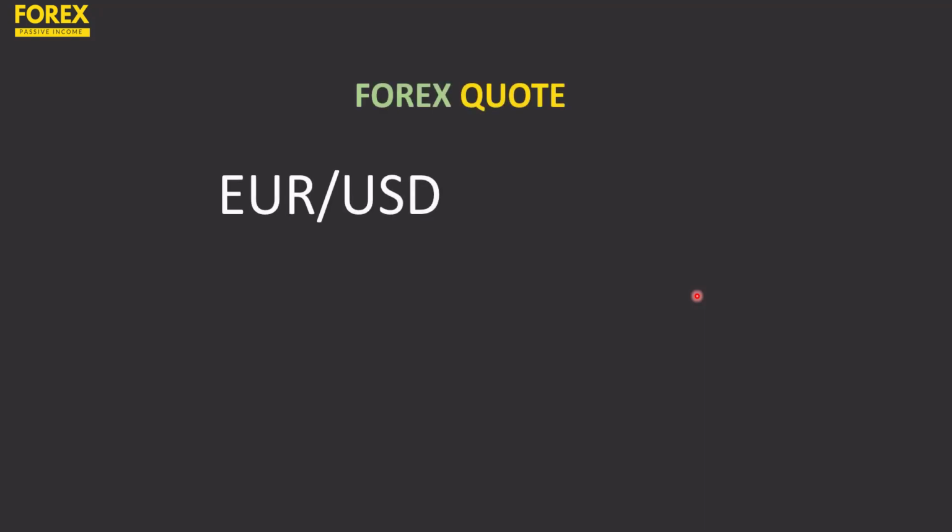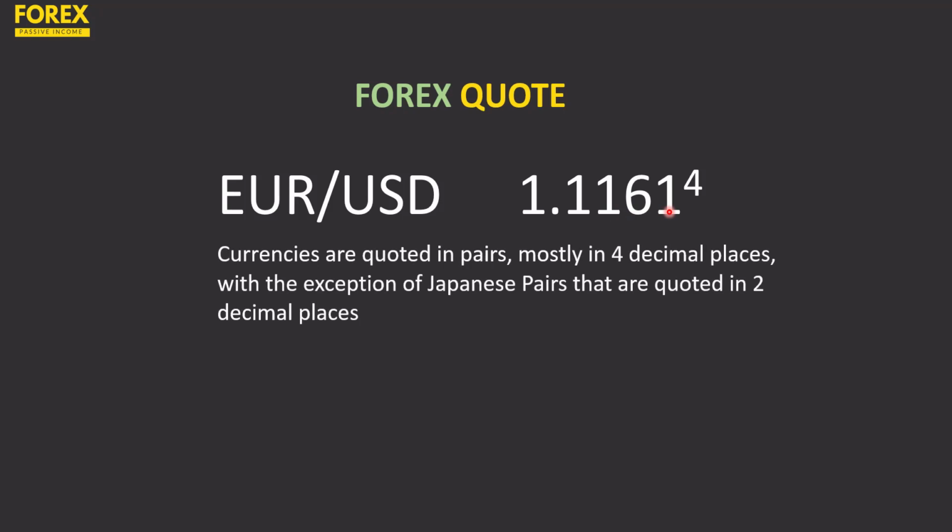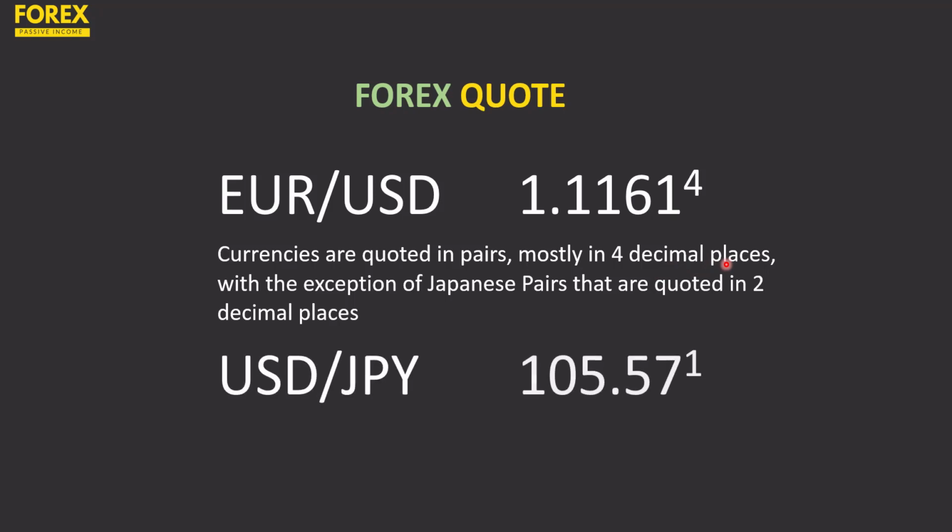Now, still on the Forex quote, let's take it a step further and look at how it's being quoted. This is an example of a popular quote, the euro and the US dollar, and this is just an exchange rate, 1.1161. Currencies are quoted in pairs and mostly in 4 decimal places, apart from the Japanese pairs, which you will see in 2 decimal places.